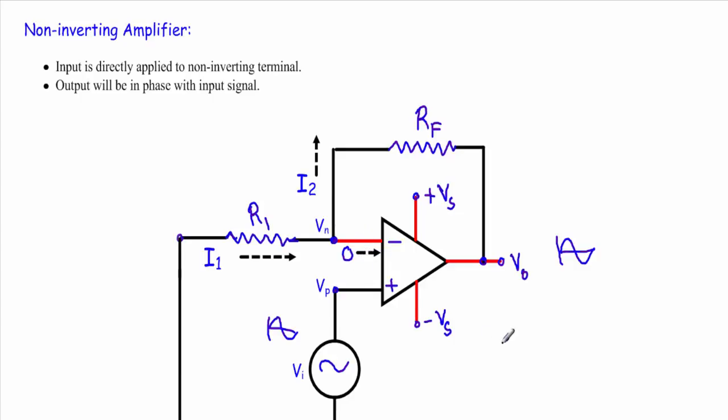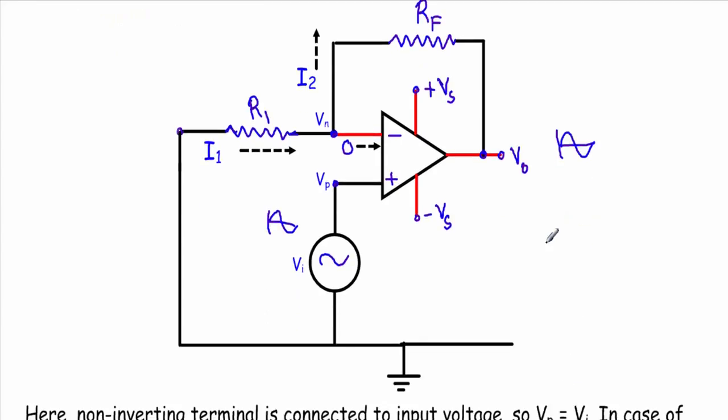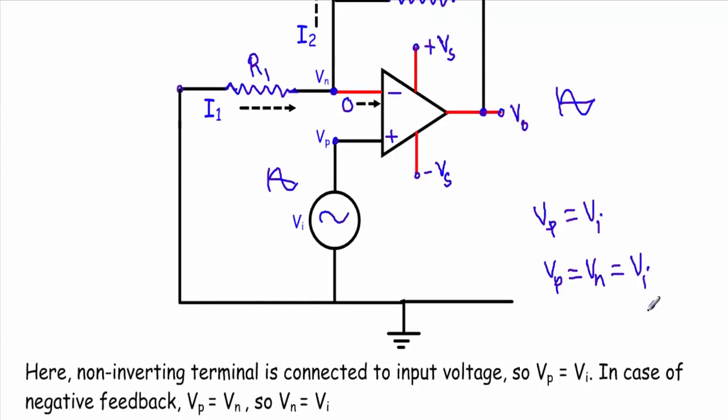Now see Vp, what will be the Vp? In this case Vp is the voltage difference across this terminal and this terminal, therefore our Vp will be equal to our input voltage. And second, the negative feedback makes this Vp and Vn equal. So I can write Vp equal to Vn equal to our Vi. Here the non-inverting terminal is connected to the input voltage, so Vp equals Vi, and in case of negative feedback Vp equals Vn, therefore Vn will be equal to Vi.